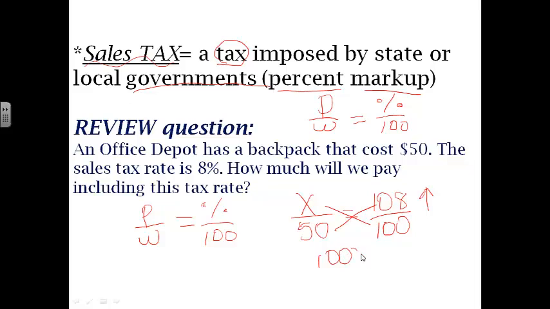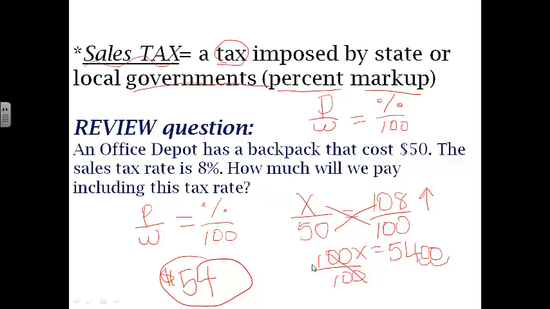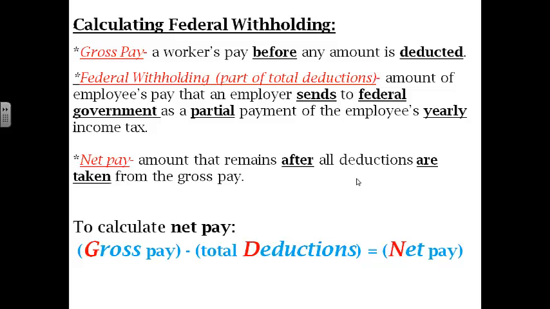Okay, so now I'm going to use cross products. So 100 times X equals 108 times 50, which I should get 5,400. And then I taught my class a quick way to divide by 100 would be to move your decimal over. So my answer would be $54 for the backpack, including an 8% tax rate. Okay, this should just be review. Okay, now here's the new part.